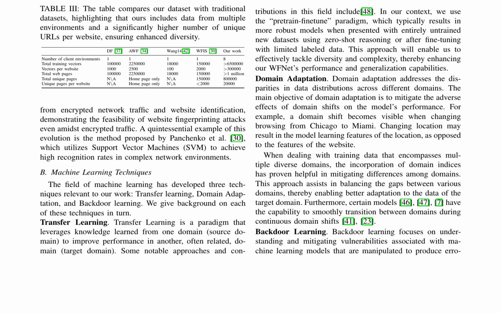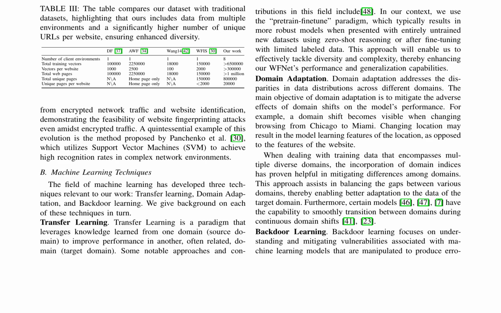that compromise model performance. The author's dataset and proposed methods are designed to tackle the complexities of website fingerprinting attacks, leveraging transfer learning, domain adaptation, and addressing potential vulnerabilities through backdoor learning to develop a robust model that can effectively identify websites amidst encrypted traffic. The author's work builds upon previous research in the field, including the method proposed by Panchenko et al. [30], which utilizes support vector machines, SVM, to achieve high recognition rates in complex network environments.